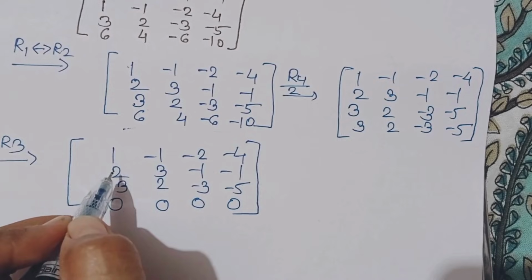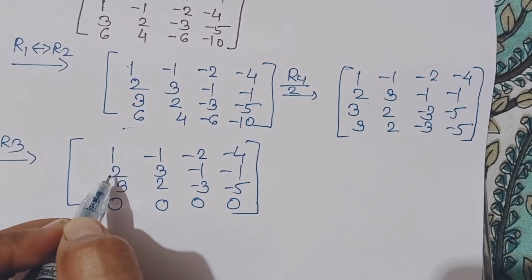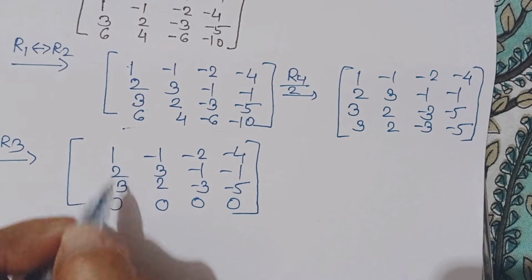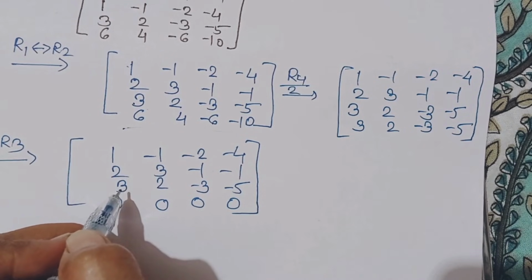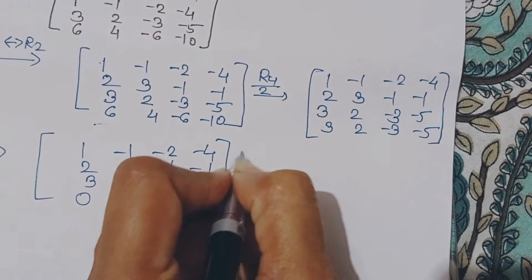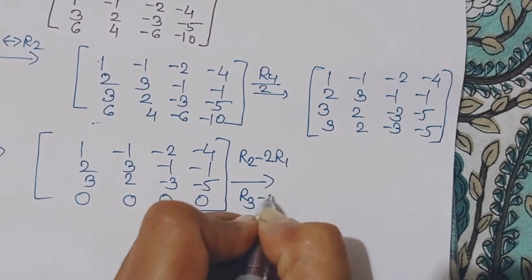Now make this 0 and 0 here by using row operations. Here we have 2, so R2 minus 2R1, and here is 3, therefore we make R3 minus 3R1. So we are going to use the row operations R2 minus 2R1 and R3 minus 3R1.